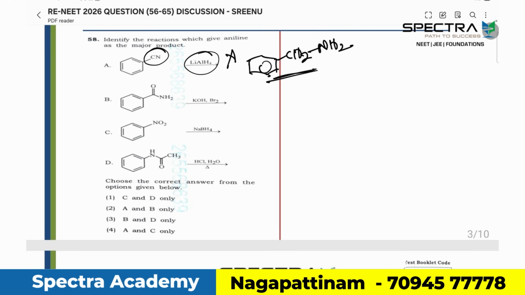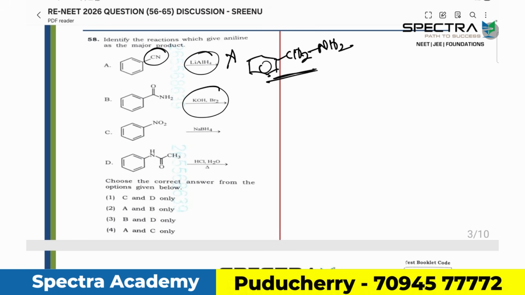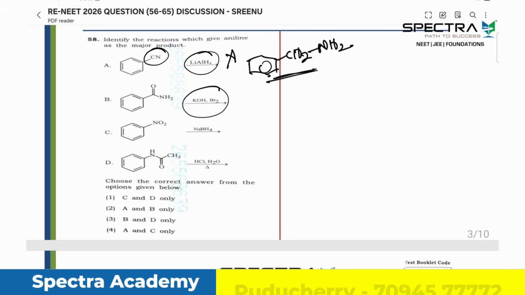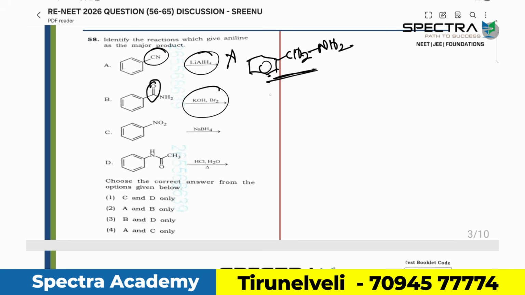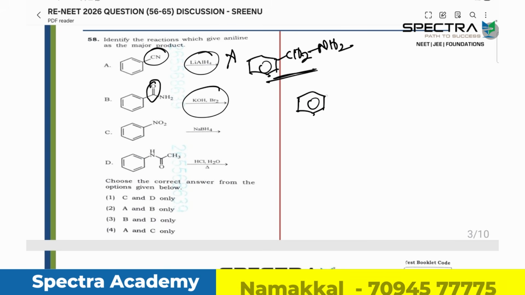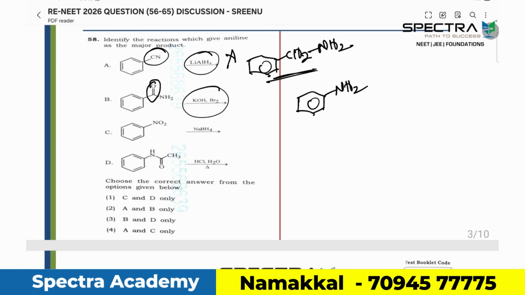Second one, the reagent KOH and Br2 is a Hoffmann bromamide degradation reaction. We know that in that reaction amides are converted into amines. Here the C=O will be eliminated, degraded, so the product will be aniline. But the question is asking for multiple correct answers, so we can see the next one also.